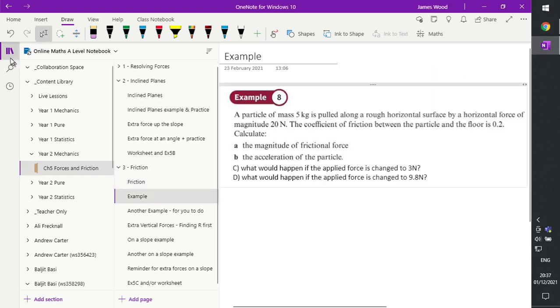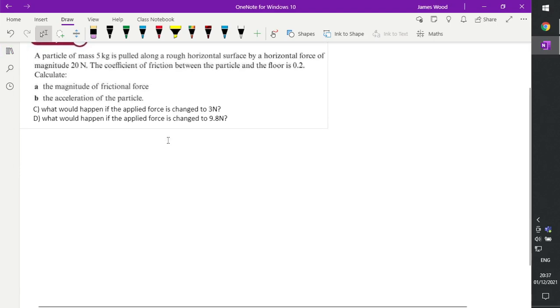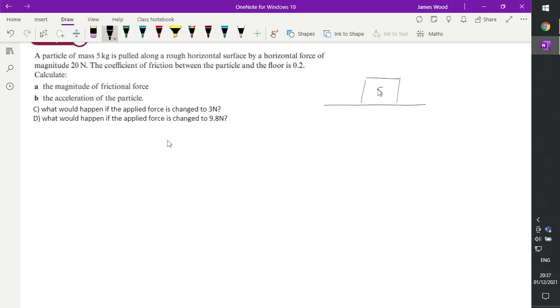So let's look at an example. A particle of mass 5 kilograms is pulled along a rough horizontal surface by a horizontal force of magnitude 20 newtons. Just draw a quick little picture. So it's being pulled along by a force of 20 newtons. The coefficient of friction, so mu, between the particle and the floor is 0.2. Calculate the magnitude of the frictional force.